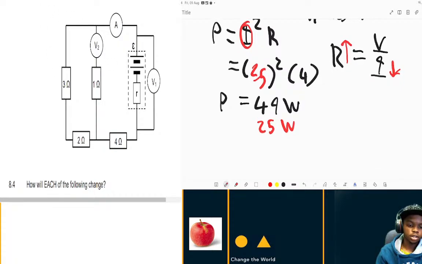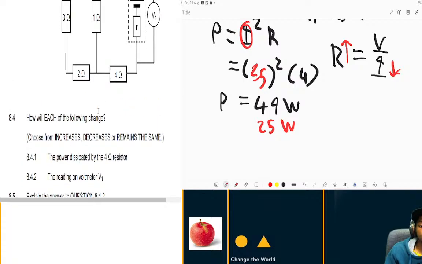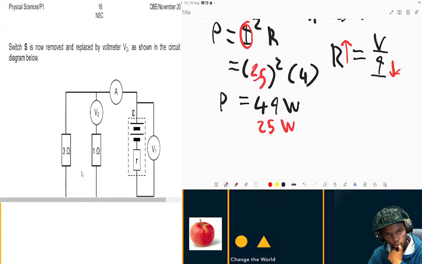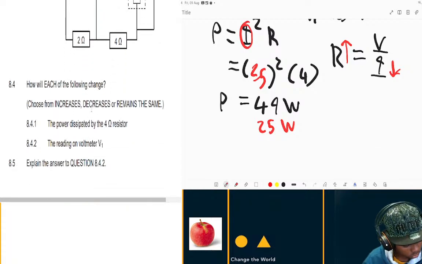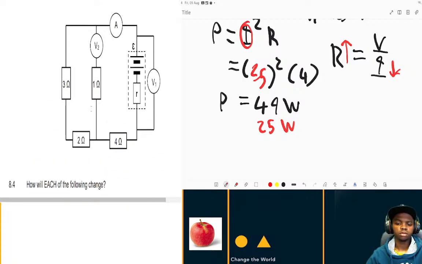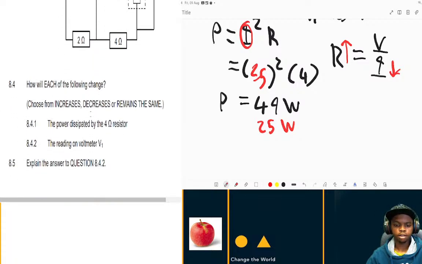So now to answer the question, the power dissipated by the 4 ohm resistor, how will it be affected? As we discussed and calculated, it will definitely go down. That means it will decrease. Now 8.4.2, the reading on voltmeter V1.